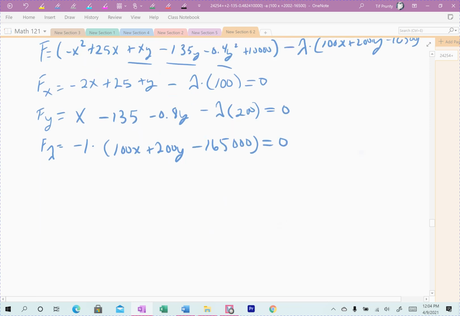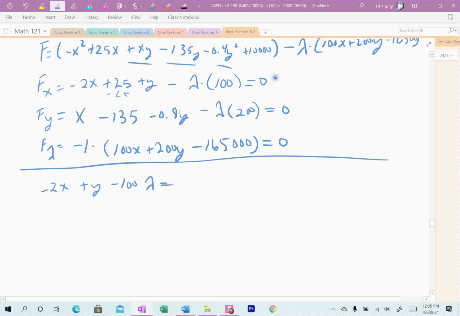Alright, it is linear, so I can set it up with a matrix. So remember, matrix, you have x, y, lambda, and then move any constant over if I need to. And I do need to move constants over in this case. I've got constants in all three equations that I'm going to have to move to the other side. So the first equation, I have negative 2x plus y minus 100 lambda equals, well, I've got to move that 25 over. So it's going to become negative 25. Second equation, I have x. This 135 is going to be moved over. Negative 0.8y minus 200 lambda equals positive 135, right? Because I add the 135.